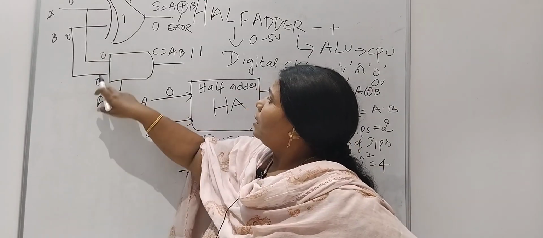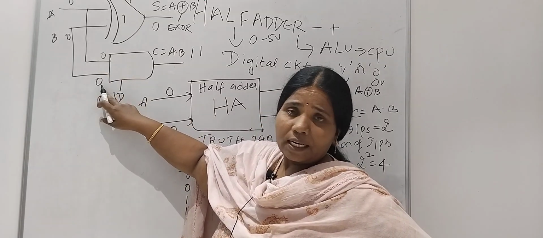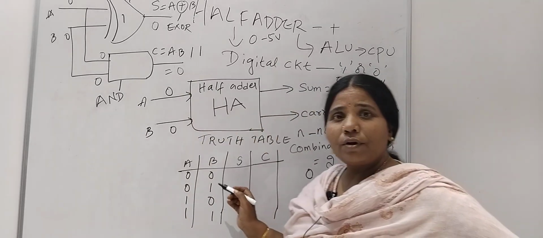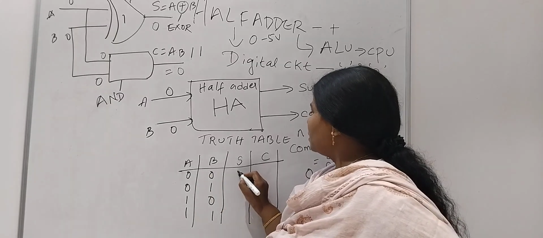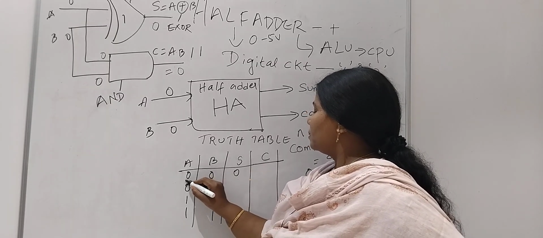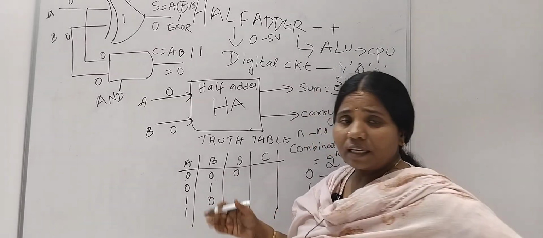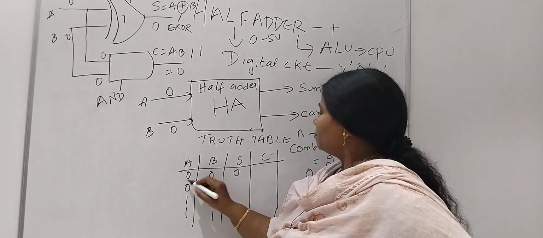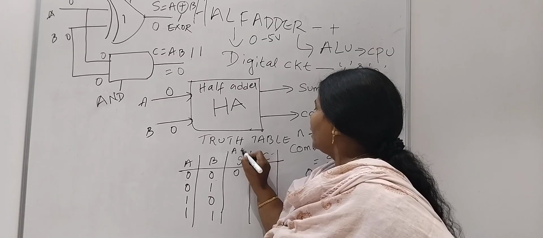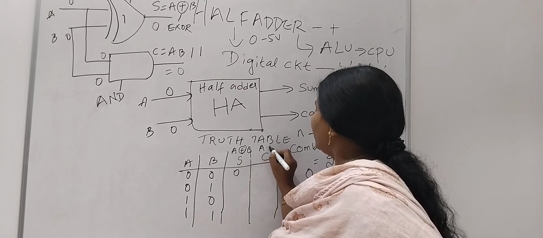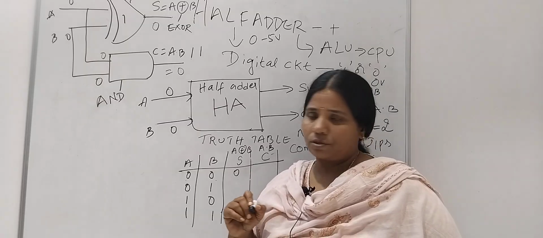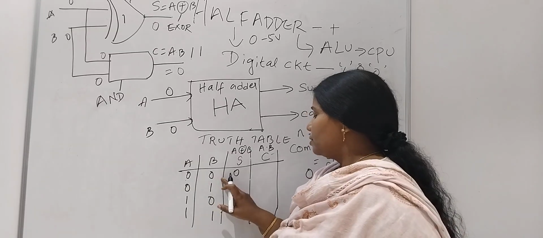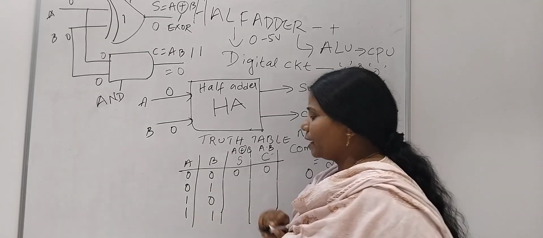Here both are 0, so what output will you get? 0. Same inputs, the output is 0. Here the same inputs are 0. Only if the same inputs are 1 will you get 1 in the AND gate. Carry is given by the AND gate, isn't it? Sum is given by A XOR B and carry is given by A dot B. The AND gate gives the product form. So here same inputs, the output is 0, and here the same inputs of logic 0 give the output logic 0.